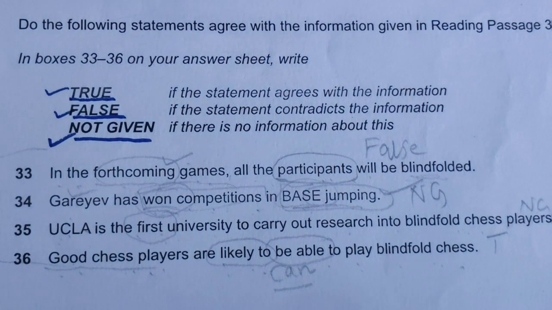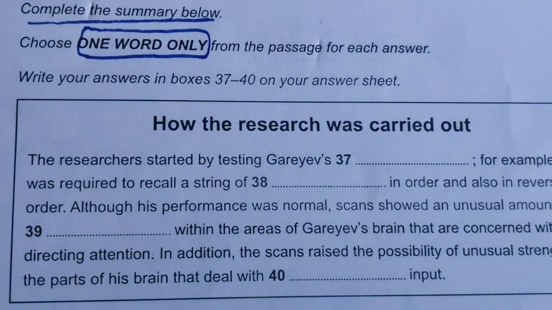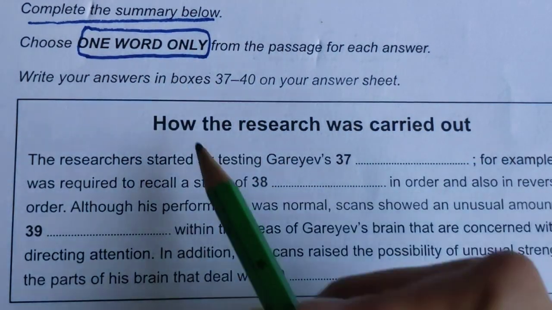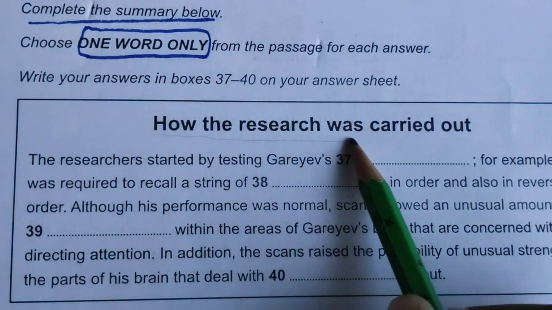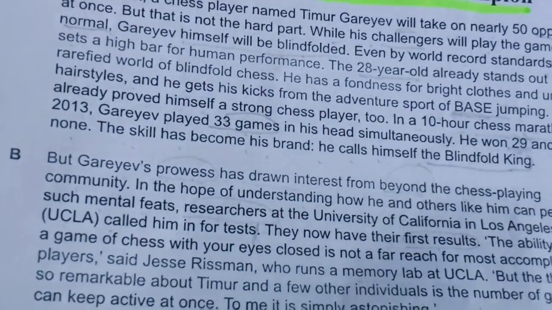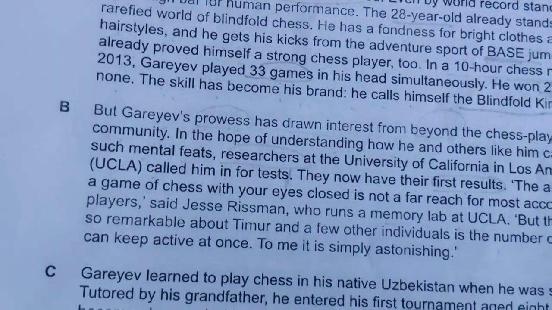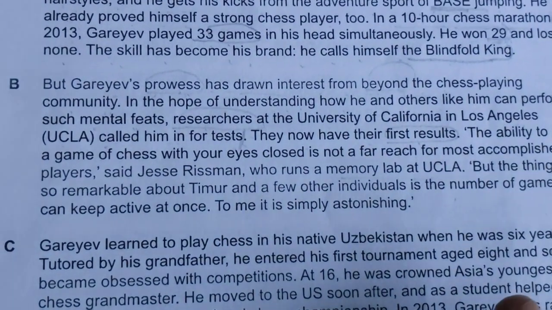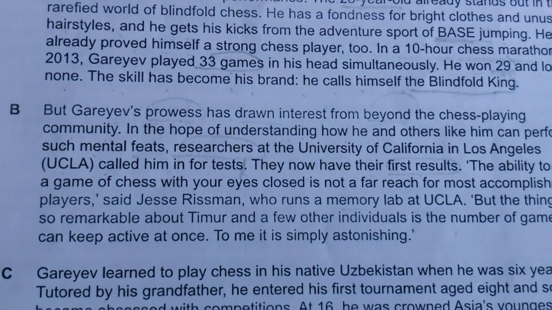Got it? Now come to the third type of question. Third type of question, as you know, is complete the summary, one word. Now where am I going to get this location? How the research was carried out? In the first page, research activity is not there. Let's move on to the second.